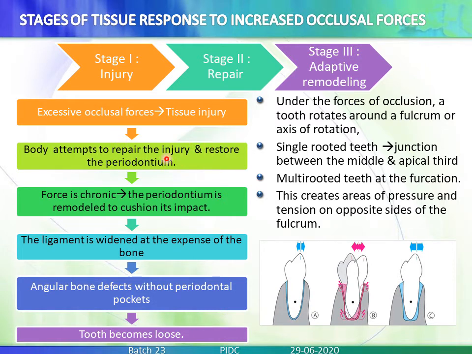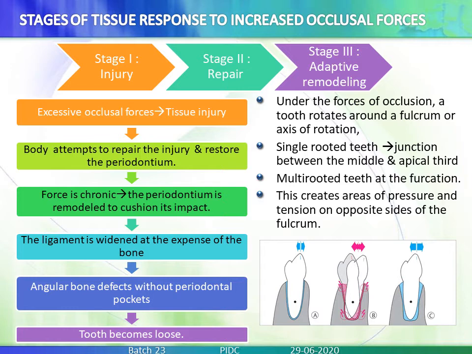If it restores back, it's well and good, but if it is not able to restore, that is when the force is very chronic, then the periodontium tries to remodel to cushion the impact. How does it do this? It does so in several ways. One such way is that the periodontal ligament is widened at the expense of the bone. Because of this, there could be some angular bone defects, but this is without the presence of a periodontal pocket. So the pathologic factor is not there, but you do have some amount of angular bone defects. Because of these bone defects, your tooth becomes loose. So this is the ultimate result of the three stages of what occurs to the tissues in case of increased occlusal forces.